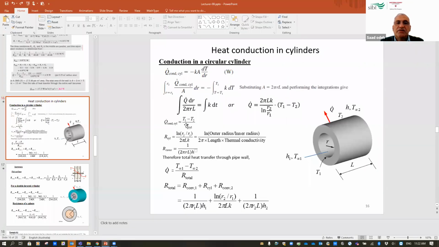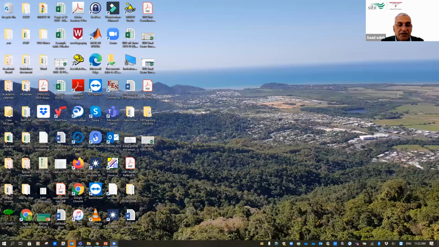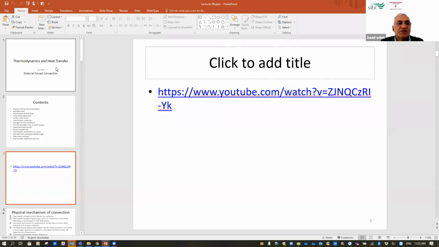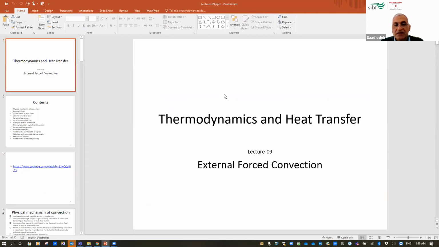So now, regarding the heat transfer by conduction, we start the other type of heat transfer, which is heat transfer by convection. This is more complicated than conduction. You remember before we said we have two major types: natural convection and forced convection.